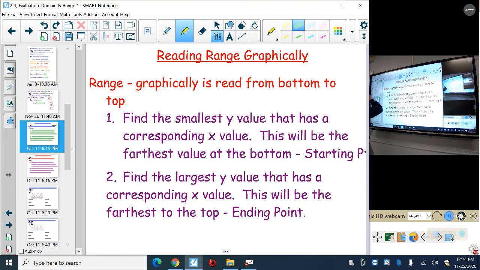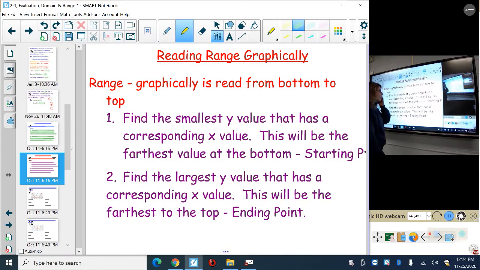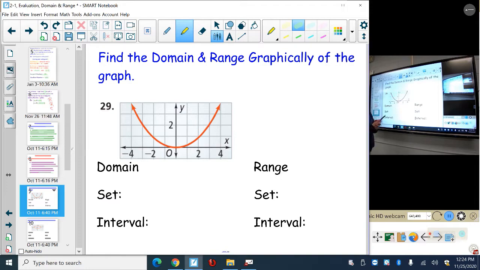Now, domain. I said before, domain is read from left to right, and you're going to find the smallest x value that corresponds to a y value, and that's the starting point. Then you're going to find the largest x value that has a corresponding y value, and that's the ending point. Same exact thing for the range, except you're reading it from bottom to top. So the bottom is going to be the starting number, and the top is going to be the ending number. Okay? So let's do this.